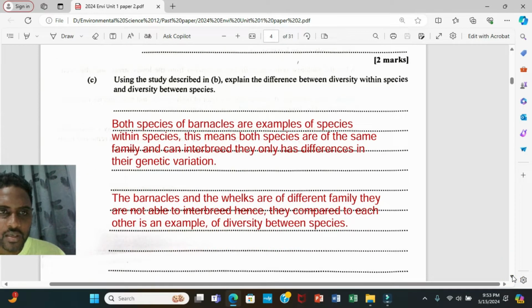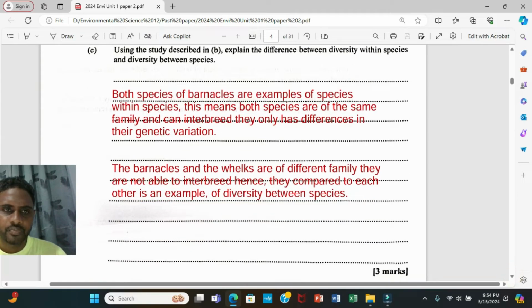All right. Part C said, using the study described in B, explain the difference between diversity within species and diversity between species. Let me read. It said, both species of barnacles are examples of diversity within species. This means that both species are of the same family and can interbreed. They only have differences in their genetic variation. So, for example, guys, remember organisms of the same species are able to interbreed. Let's look at dogs. You have different breeds of dogs. You have Rottweiler, Pit Bull, German Shepherd. We have what they call mongrel or local mongrel in the Caribbean. Doberman. All of those would be a species within a species.